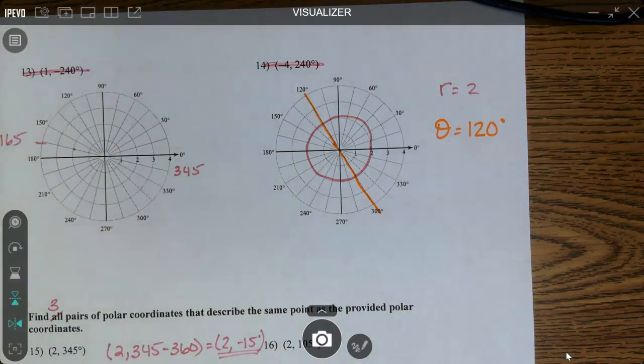So I hope this helps. I wish you luck on your polar graphs.